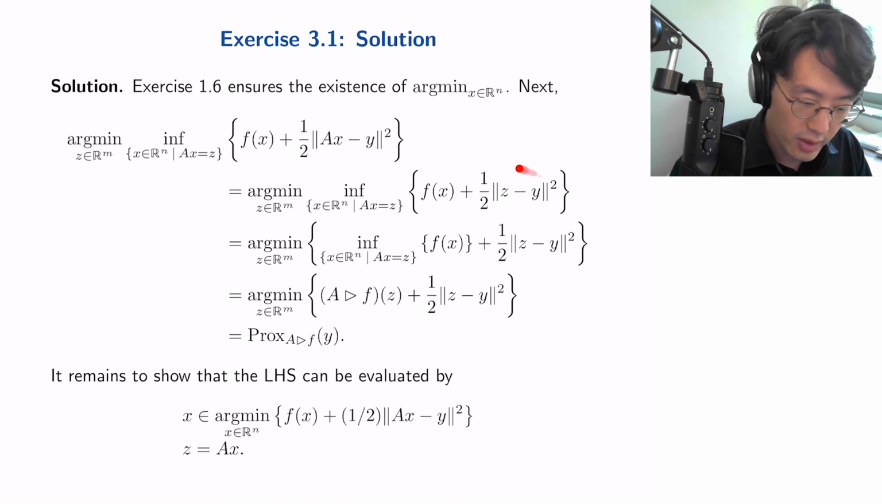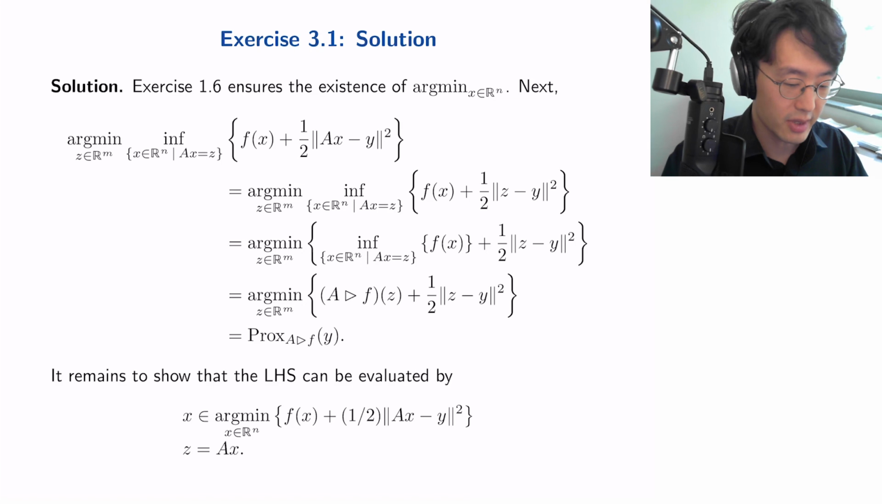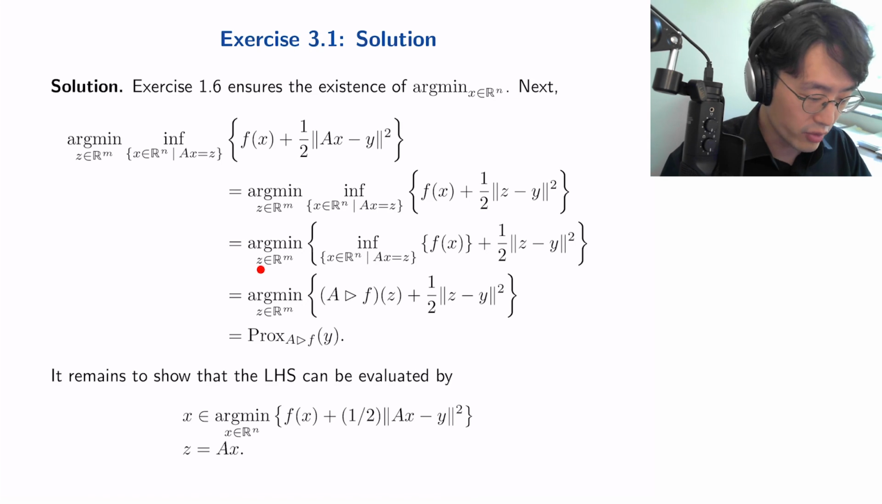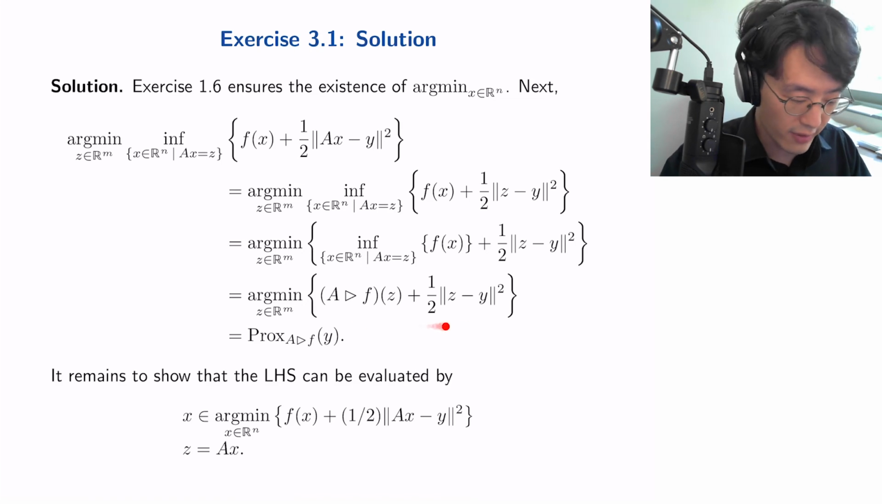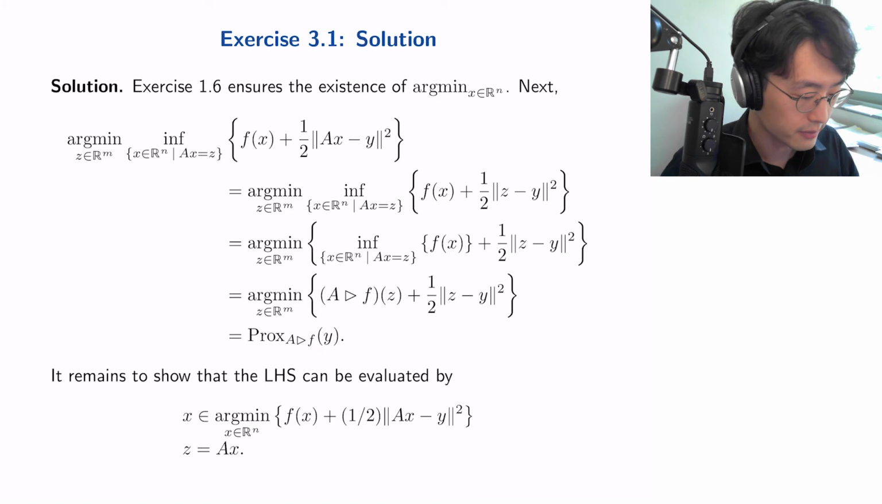And now, within the objective that we are minimizing, only the first function, f of x, explicitly depends on x. So we can perform the minimization with respect to x on just the first term. Since this is a minimization with respect to this linear equality constraint, we get the IPC of f by A, by the definition of the IPC. The z variable remains in this argmin, but now we have this form. This is in a familiar form. This is the proximal operator with respect to the IPC of f by A, with y provided as the input.